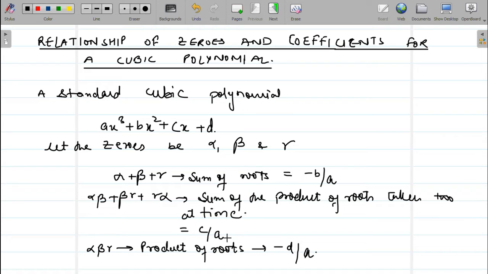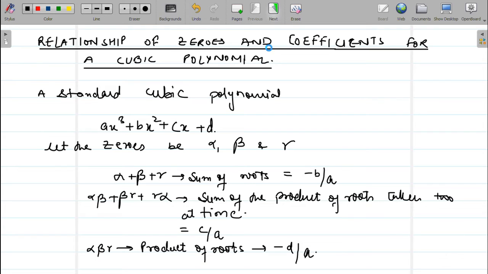And of course this a, b, c comes from the polynomial. a is the coefficient of x cube, b is the coefficient of x square, c is the coefficient of x, and d is the constant. Right, students? So how do we solve these questions?